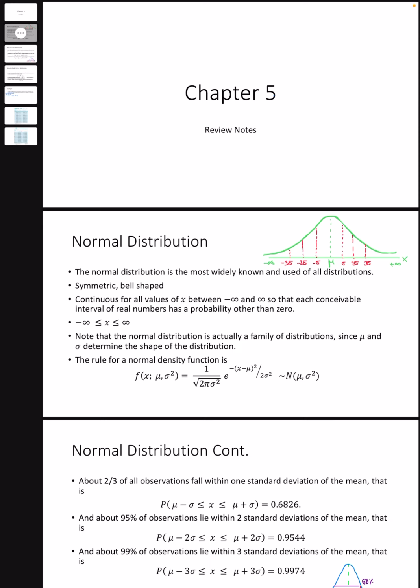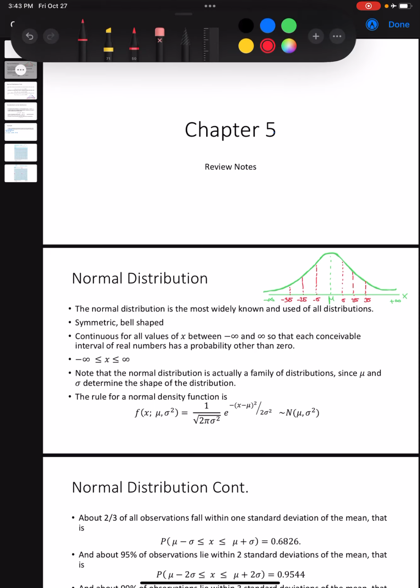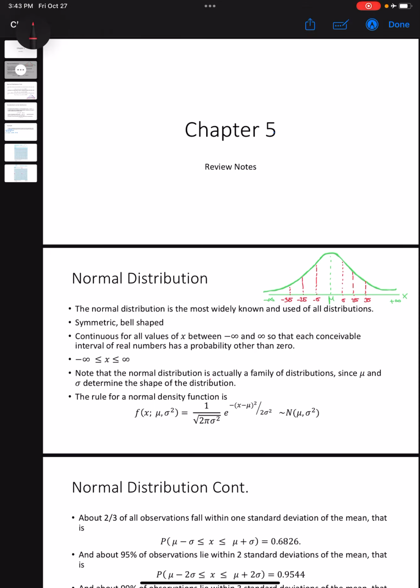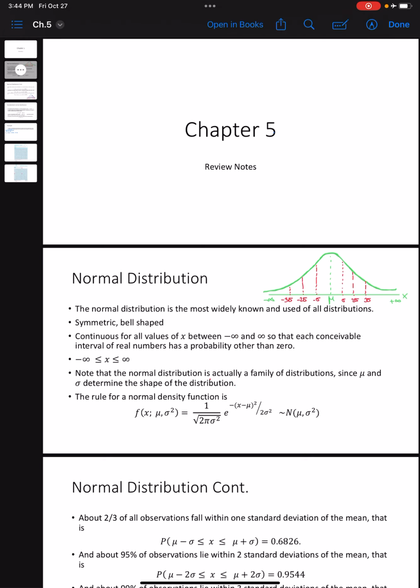In chapter 2 we briefly learned about the normal distribution, and the normal distribution is the most widely known and used of all distributions. It is symmetric, bell or mound shaped. I already have the curve drawn here, and it's continuous for all values of x between minus and positive infinity, which basically means each conceivable interval of real numbers has a probability other than 0.